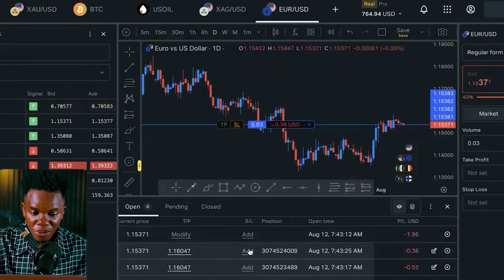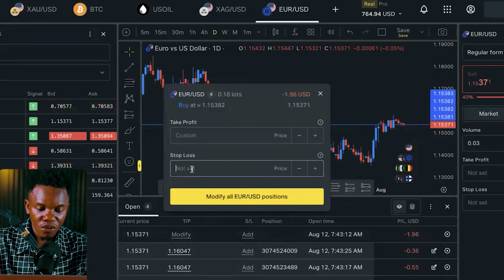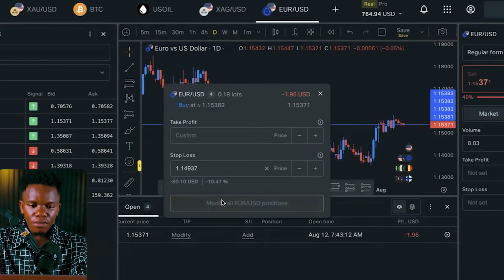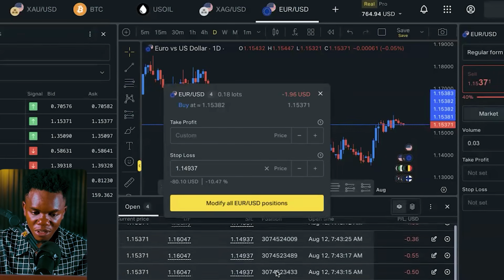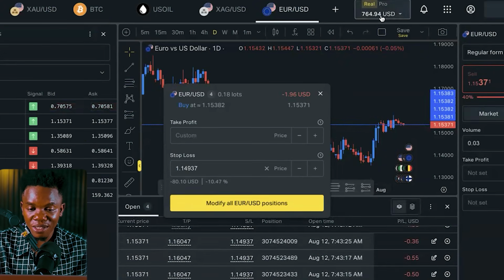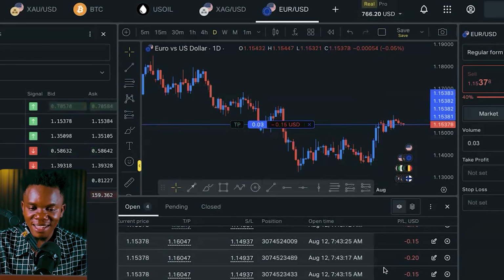This is the strategy, bro. 149.37. Let's add the stop loss to everything at once. Everything modified. You see, the same risk I just talked about, 80 USD, is what will be deducted from this account. You get what I'm saying? Now let's watch and see how it goes.